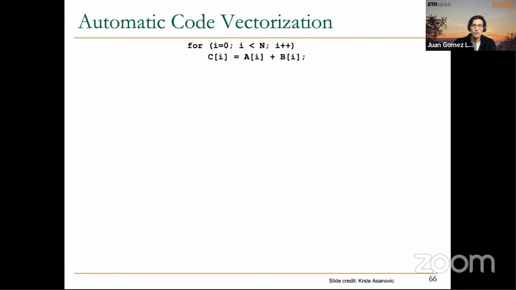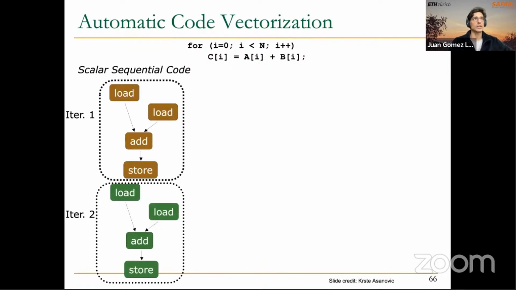Okay, now one of the things that we said before is that one of the disadvantages of SIMD processors is that it's difficult to write the code. Luckily, compilers have improved over the years and they are even able to extract parallelism from the code. In a code like this, where in a typical scalar sequential execution, we would do something like this, iteration after iteration, we load, add and store, load, add and store.